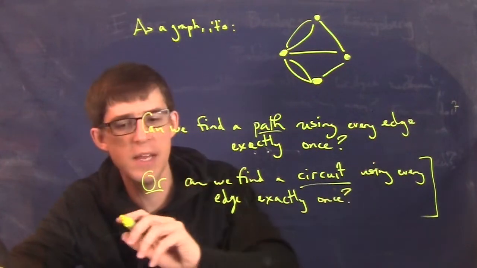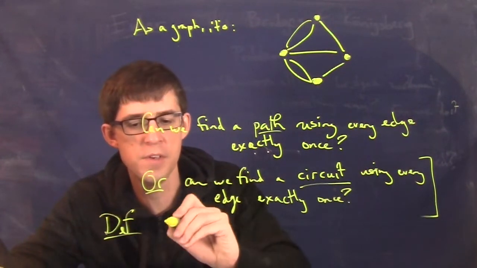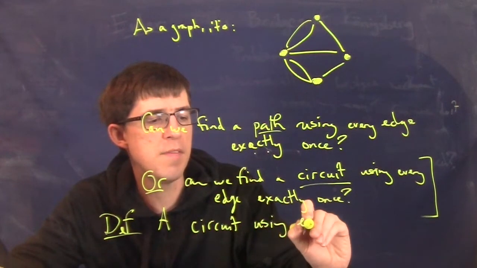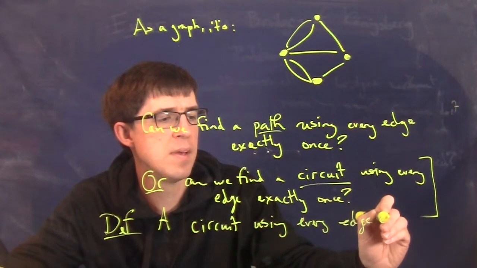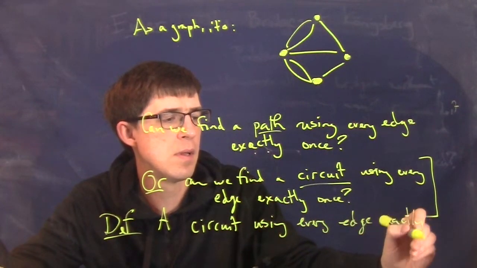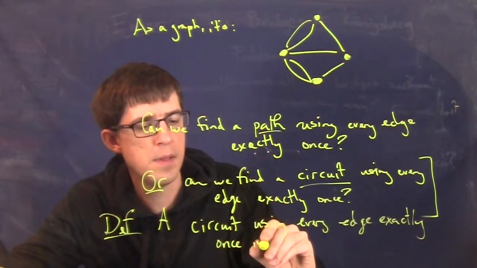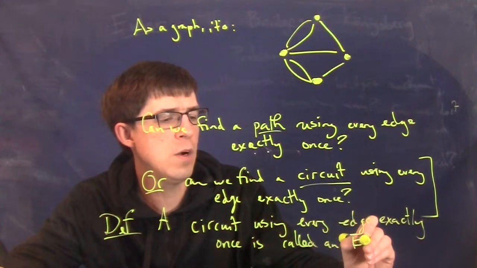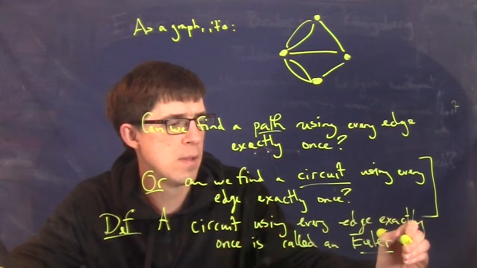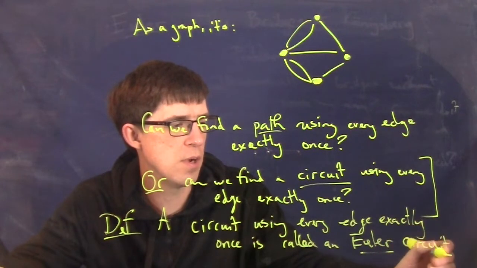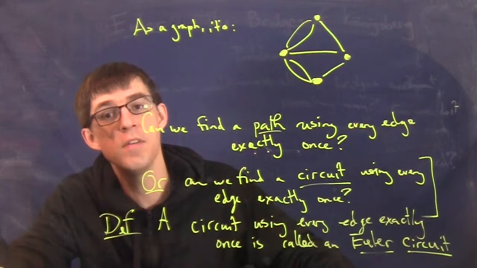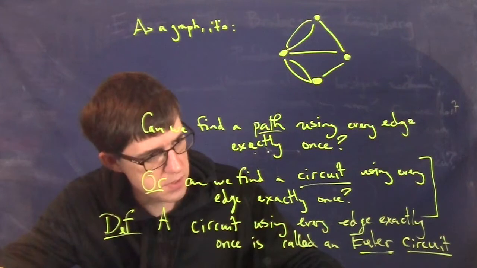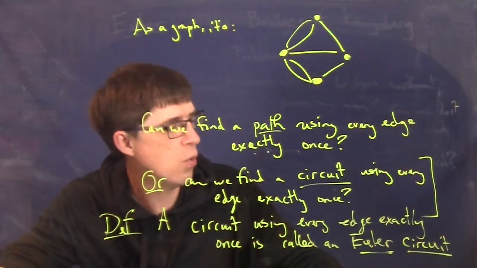A circuit using every edge exactly once. There's a name for that. I'll just write a little definition here. A circuit using every edge exactly once is called an Euler circuit, because of Euler's role in developing the history of this kind of mathematics. It's called an Euler circuit, a circuit which uses every edge exactly once. It's called an Euler circuit.